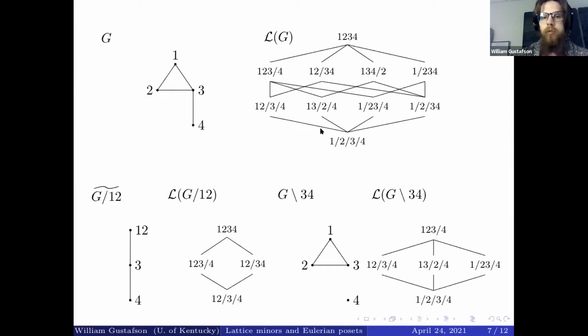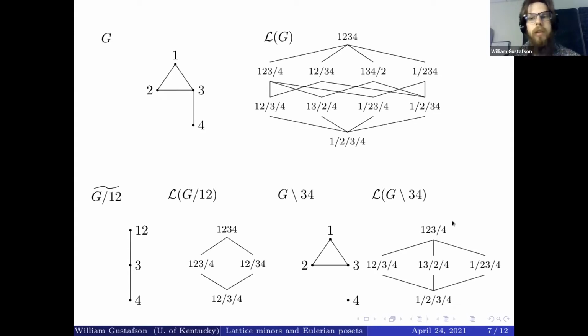You can see if you were to contract in this lattice by this atom, 1, 2/3/4, you get this lattice of flats. Then here's the deletion by 3, 4 in the lattice of flats. And again, in this graph, that's the deletion by this atom.